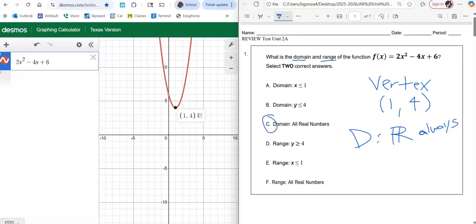So I can already circle C. Domain is all real numbers. But I need 2 correct answers, right? The range, I can see on the graph right here that 4 is where it stops. That's the change of direction, the vertex. But it goes up from there. So it's like the y values, but it goes up, so it goes greater than or equal to 4. So which answer is the best for the range? Y greater than or equal to 4. That would be letter D.